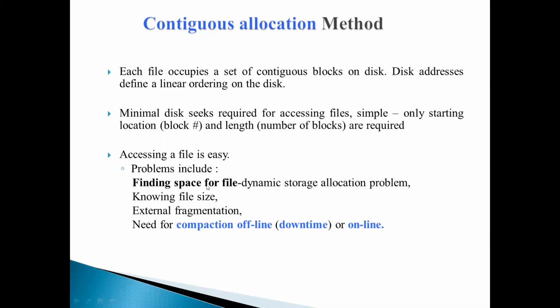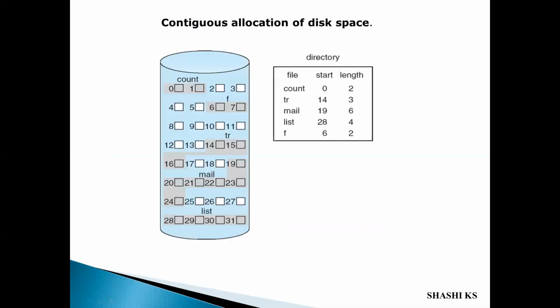But the problem here is you will have the dynamic storage allocation problem. What is the dynamic storage allocation problem? It is nothing but how to satisfy a request of size n from a list of free holes. Okay, you get a request of size n for a file. You get a list of free holes. See here, as and when you allocate space to the files, in between you get some free holes left. These are called holes. So I have allocated here 14, 15 and 16. I have allocated 19 to 24. In between, 17 and 18 are the free holes.